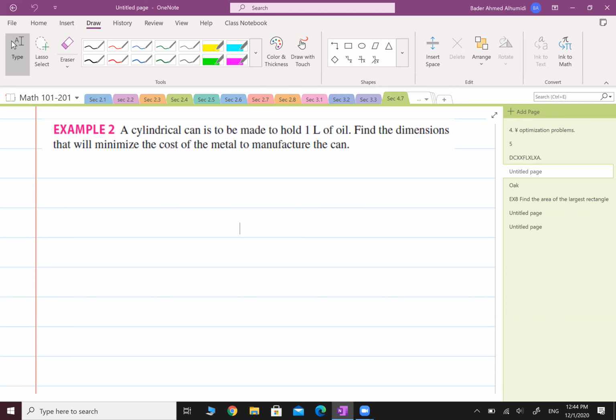The example here says a cylindrical can is to be made to hold 1 liter, which is 1,000 centimeter cubed. Find the dimensions that will minimize the cost of the metal to manufacture the can.